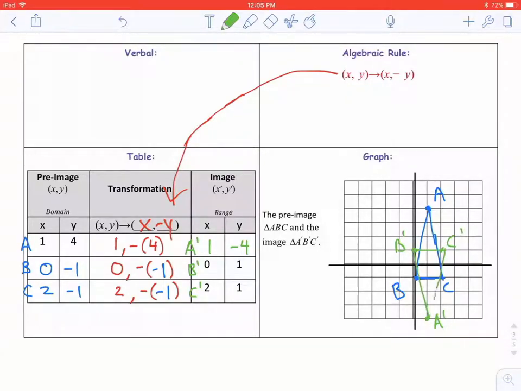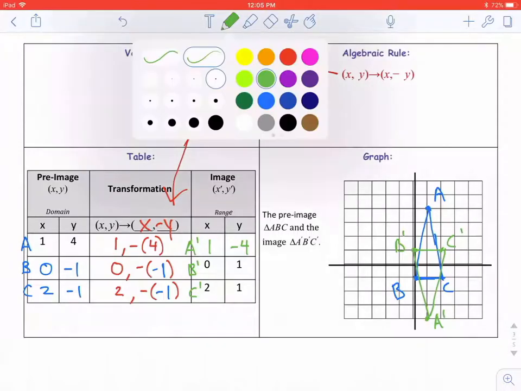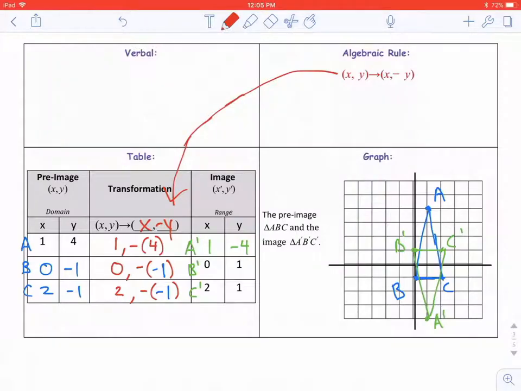So then I think it helps to look at the graph and see what the reflection is if you don't know already. So we can tell that triangle ABC, the blue triangle, had to have flipped over the x-axis in order to give us triangle A'B'C', which is in green, our image graph. So going from our table to our graph, we are able to see that we have a reflection over the x-axis.